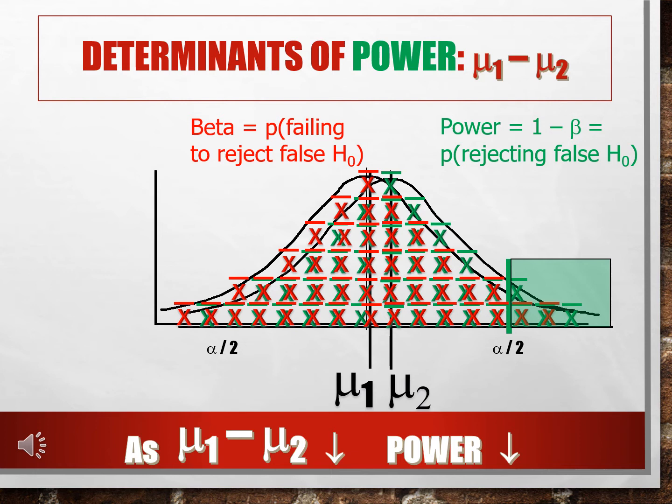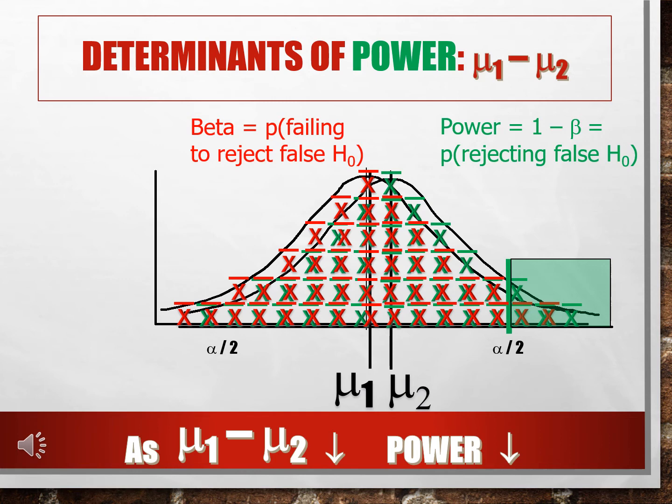So here's a case where almost all the green means look just like and occur in the same space as the red means. So we have low power right here. The difference between mu1 and mu2 is really small, so those distributions overlap really a lot. And we have not a lot of power to detect the real difference between mu1 and mu2 that exists.